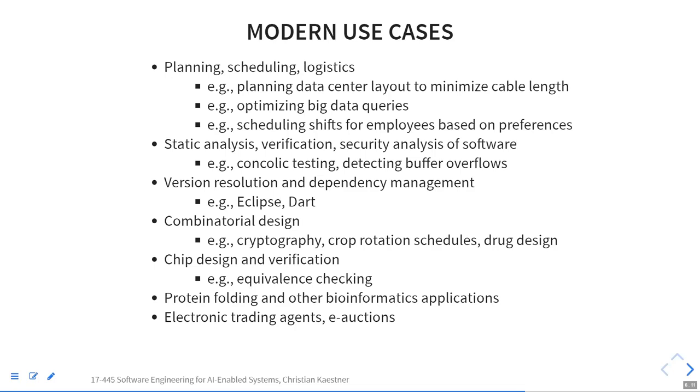Or optimizing big data queries. These are often constraint satisfaction problems, or you can encode them. In software analysis, it is used a lot for static analysis, verification, version resolution, dependency management, chip design, things like this, and also electronic trading agents and e-auctions. So there are lots of application scenarios that are not just machine learning. There are combinations with machine learning, and then you again lose guarantees. The key point that I want to make here is that in AI, in general, there are approaches that can give you guarantees if they terminate, right? So you don't typically have good timing predictions for how long this will take.